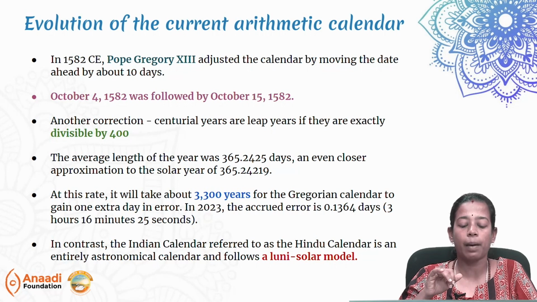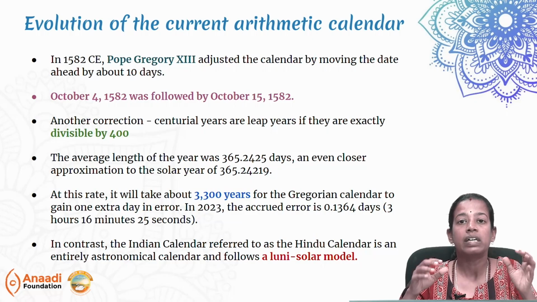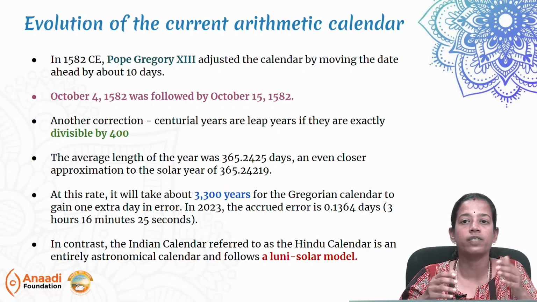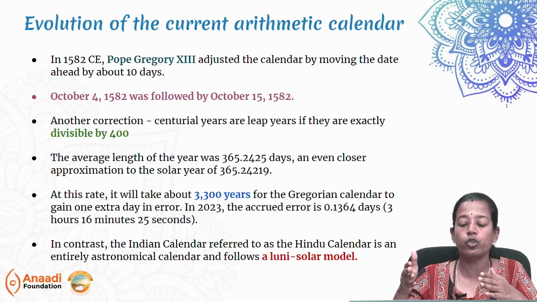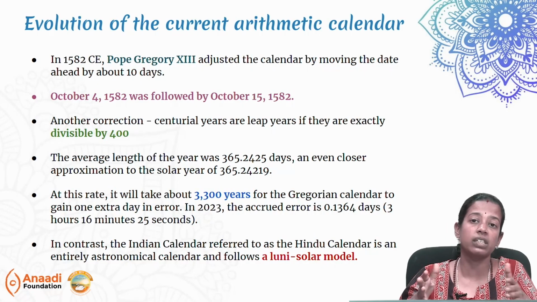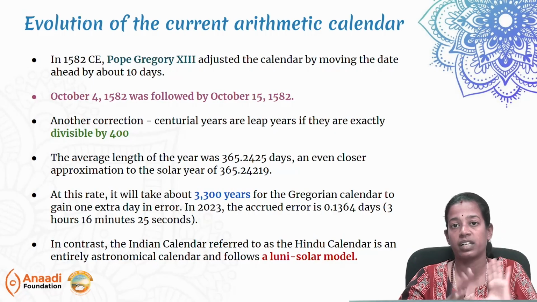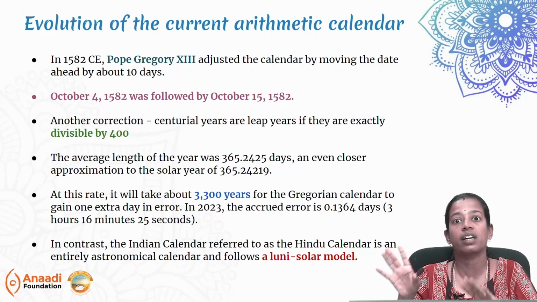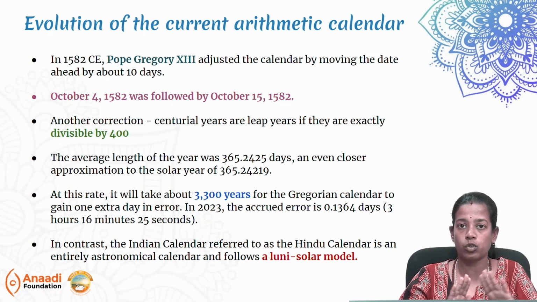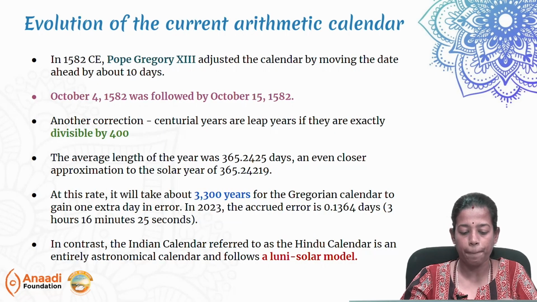Owing to this, what happened? This correction brought the average length of the year to 365.2425 days, which is still not exactly the true 365.24219, but it's very, very close compared to the huge error that the calendrical system was already facing, because once in a century, 1 extra day was getting added. So the Pope made these two corrections to make the arithmetic calendar work appropriately.